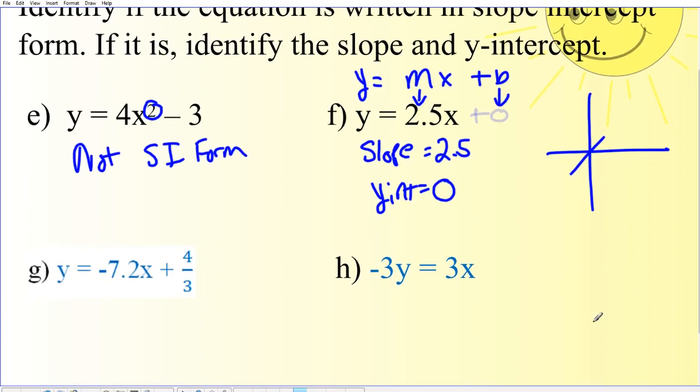Last two of this type, I believe. So if you could please pause the video, do letters G and H right now. When you are ready, continue, hit play, and we'll go through them together.